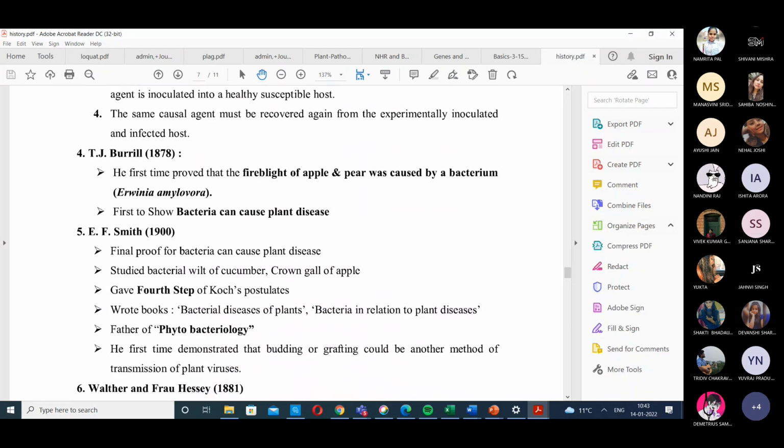Then we had T.J. Burrell. He was the person who proved that fire blight of apple and pear was caused by a bacteria, not a fungi. He was first to show bacteria can cause a plant disease. So otherwise, we were thinking that only fungi is causing the diseases.